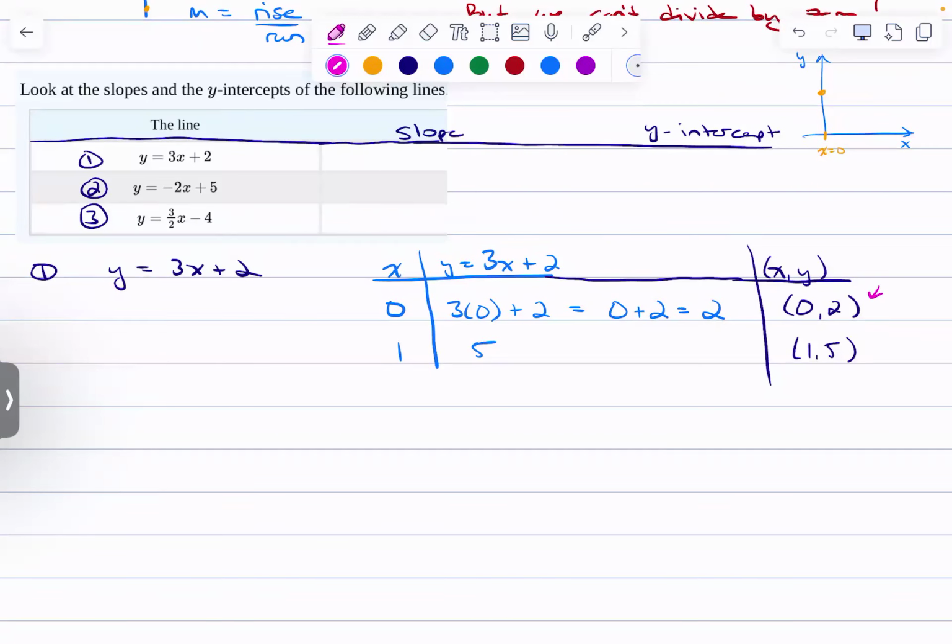We did say that this is our y-intercept. So the y-intercept here is when x equals 0, and the y-intercept is at 2, or y equals 2, if you prefer, but you can just do 2.